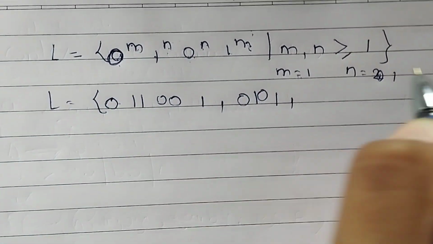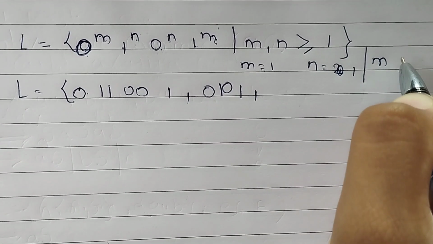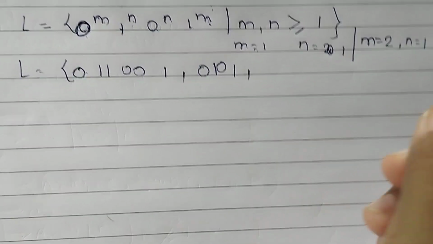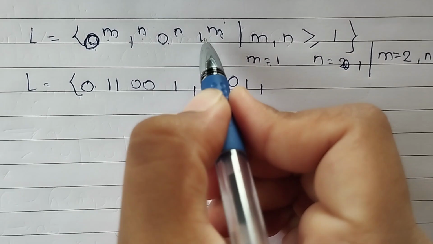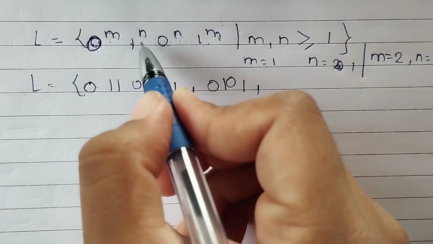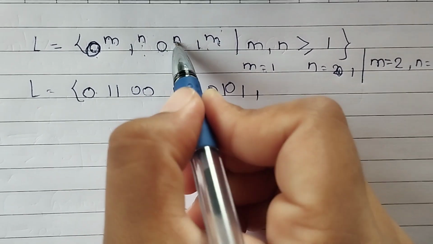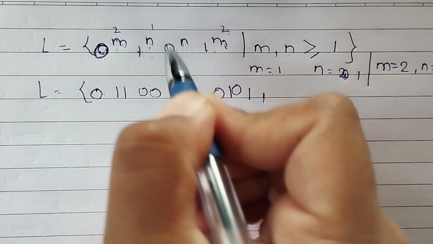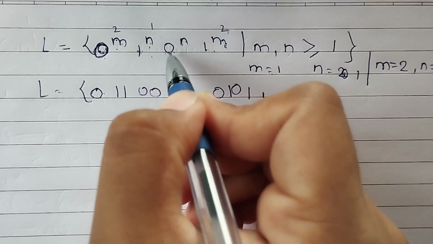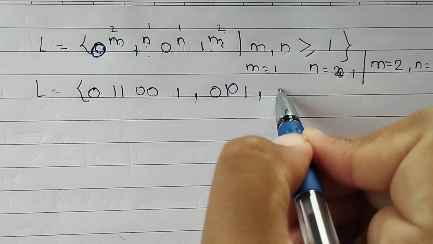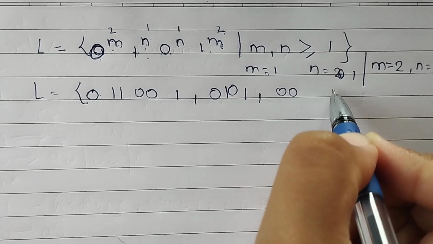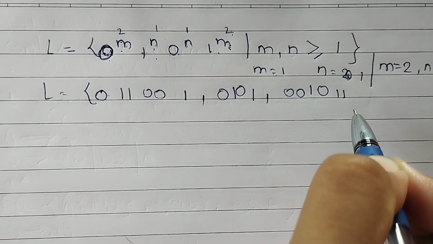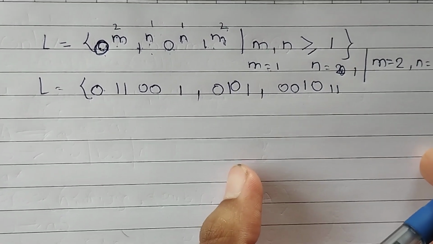Then let's suppose the second case is m is equal to 2 and n is equal to 1. That time this 0 comes 2 times, 1 comes 2 times, this 1 comes 1 time, this 0 comes 1 time, because here 0 raised to 2, then 1 raised to 2, 0 raised to 1, 1 raised to 1. So 2 times 0, 2 times 1, 1 time 1, 1 time 0. I hope you all get the basic idea now.